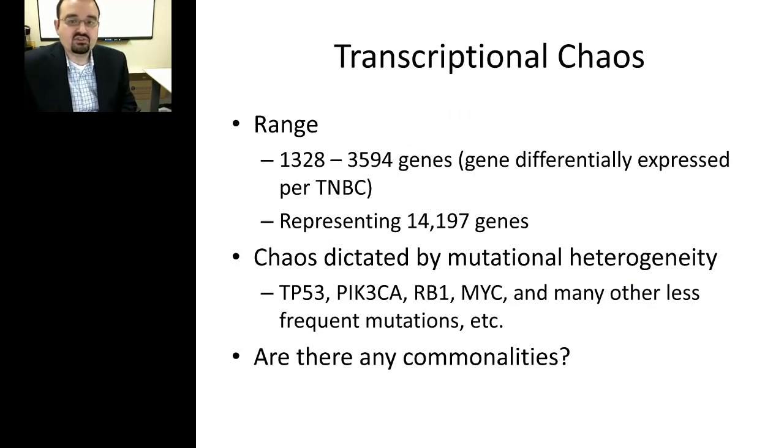So here you're seeing an unsupervised PCA plot of our 94 triple-negative breast cancers, where on the left you see the triple-negative breast cancers colored by the bottom and top quartiles of the transcriptional chaos, and on the right separated by known triple-negative breast cancer molecular subtypes.